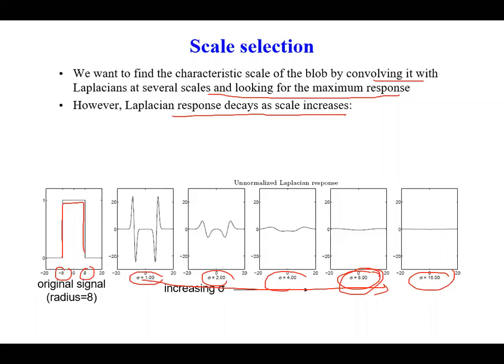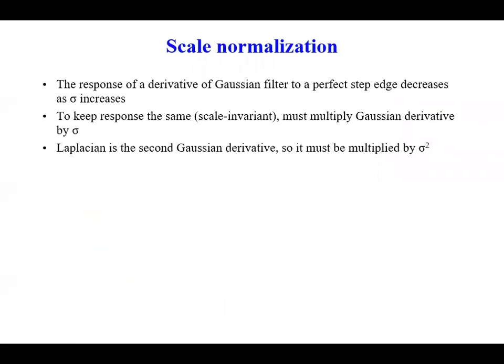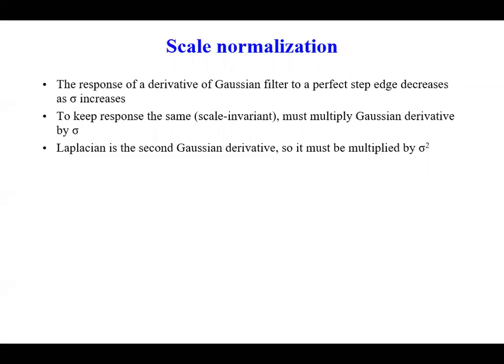And this is what we have already shown in the previous slides. There is a trick that you need to take care of, which is basically that I have to multiply the Gaussian derivative by sigma, in case I'm using a derivative of a Gaussian filter. So if this is the situation with the Laplacian, the second Gaussian derivative, it must be multiplied by sigma squared.